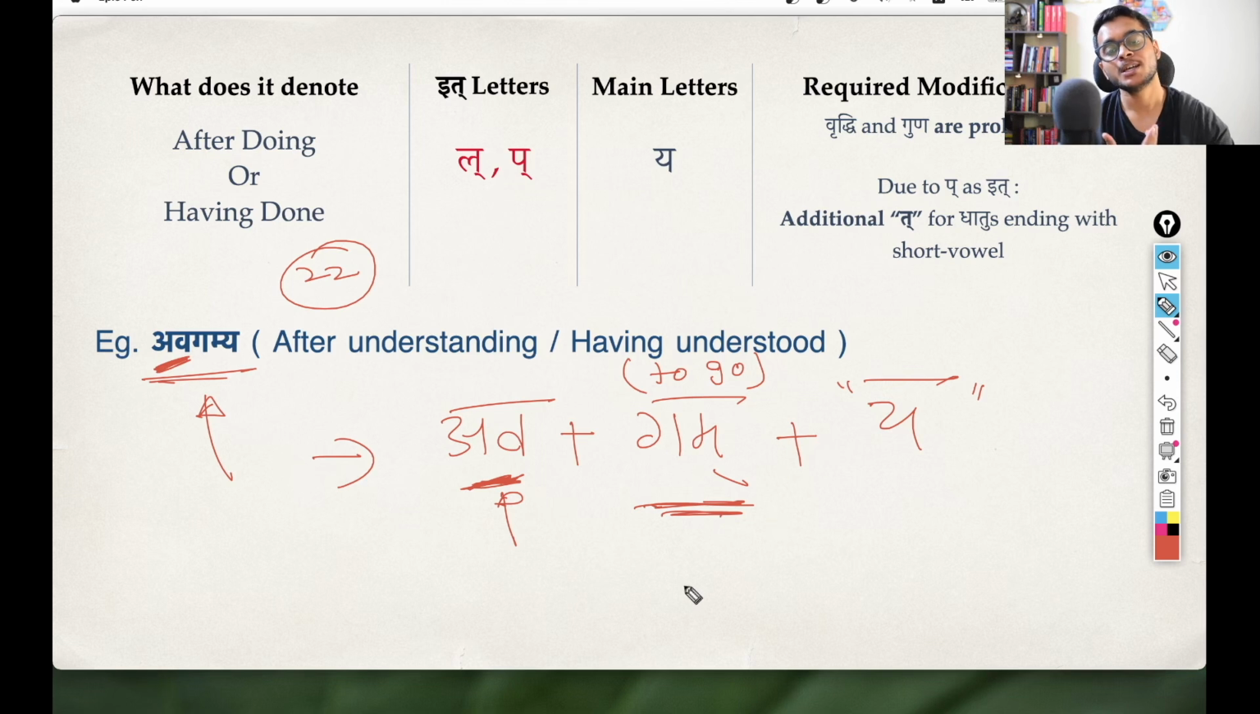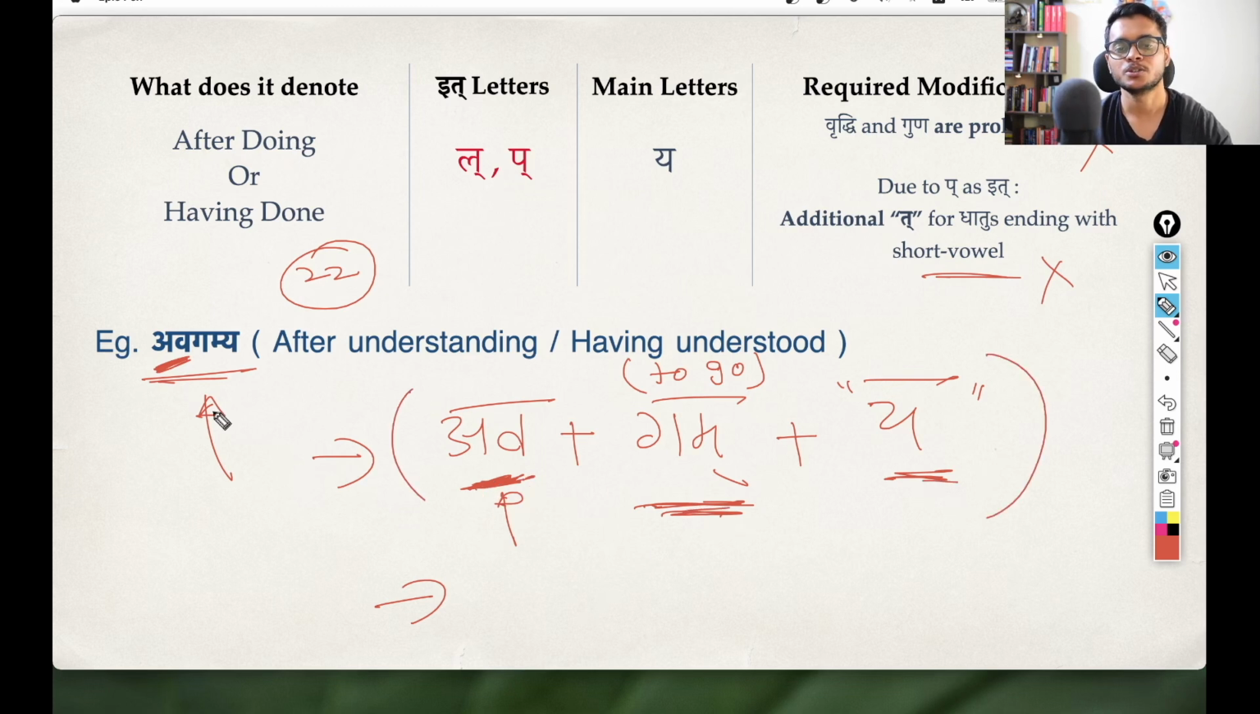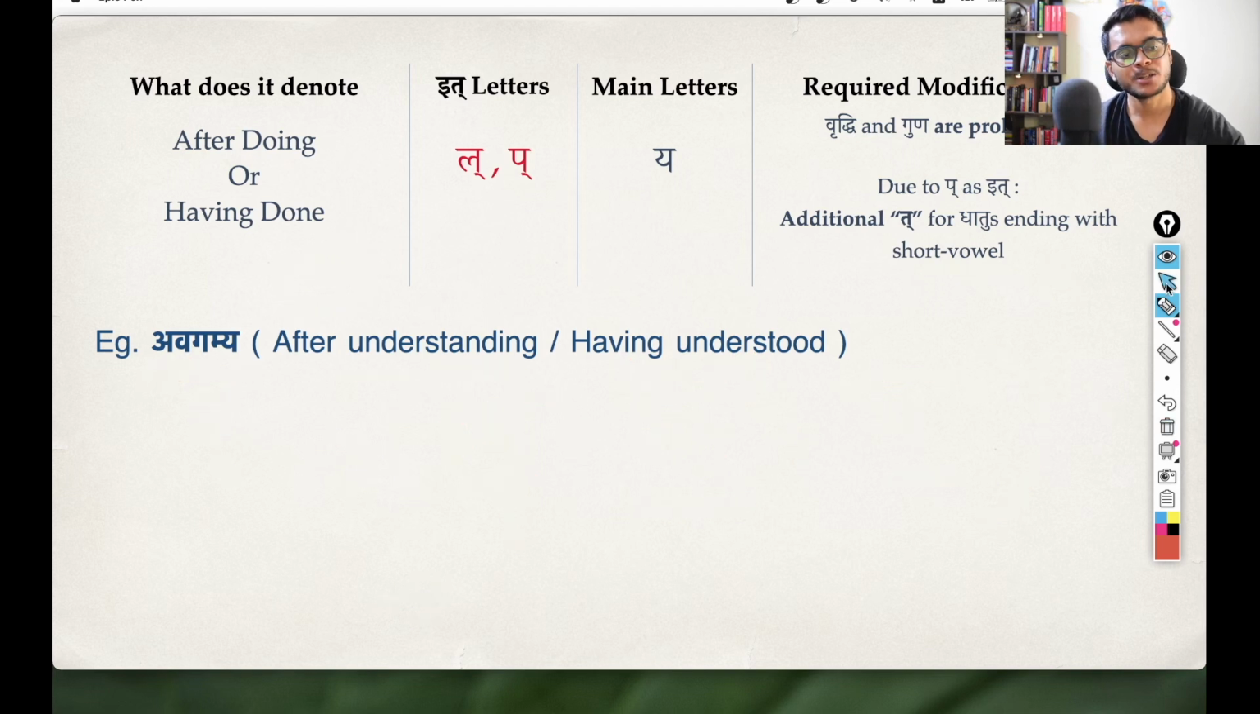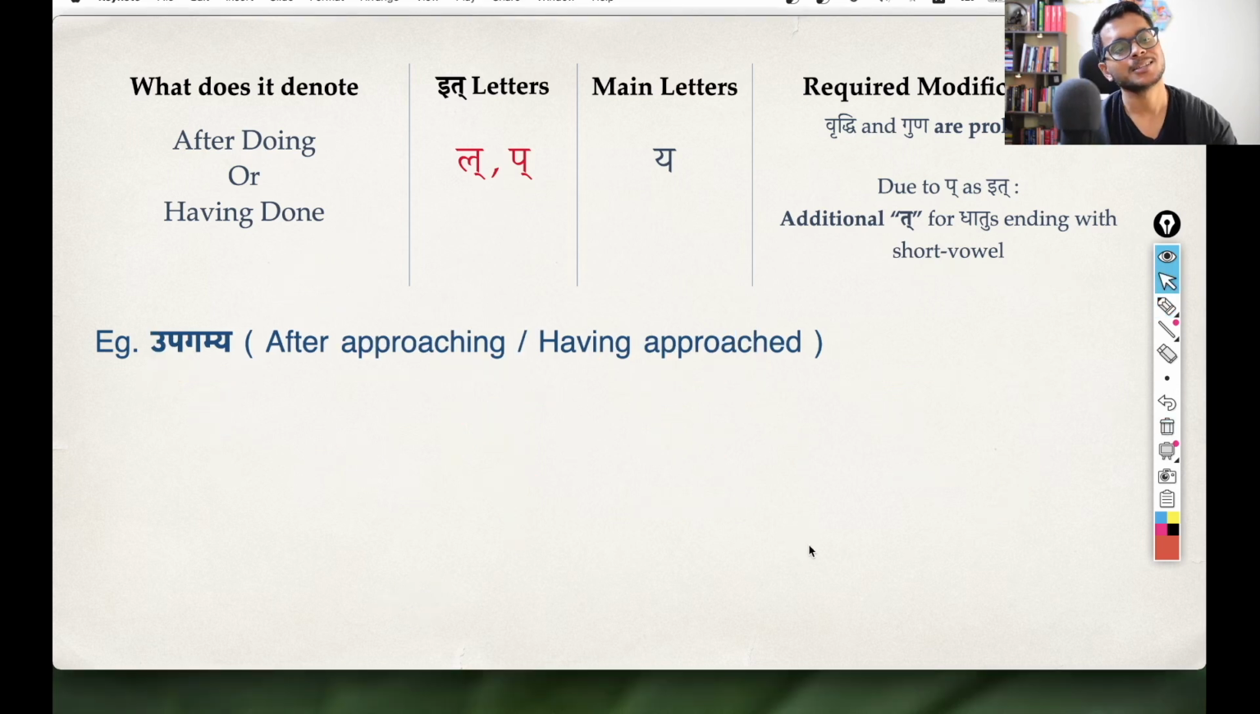And I want to say after understanding, having understood. So I am using this lyap pratyay. So we have this ya. Again, vriddhi and guna are prohibited. And this rule also does not apply because gam dhatu is ending with a consonant. So we are simply going to combine all of them together. So we have avagamya. This is the pada that we get, avagamya. Okay, so I hope this example is also clear. Let us take another example. And now we have this pada upagamya.